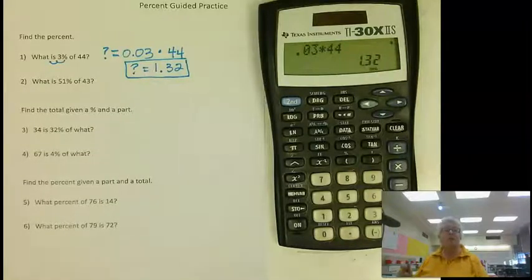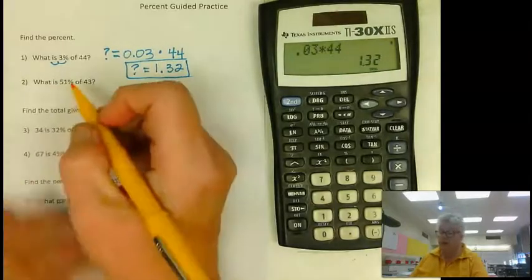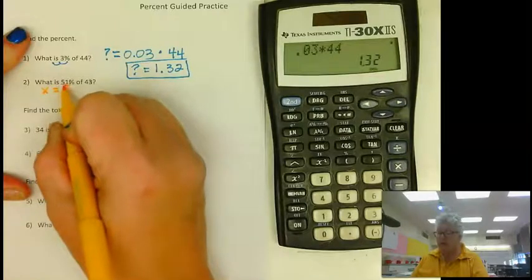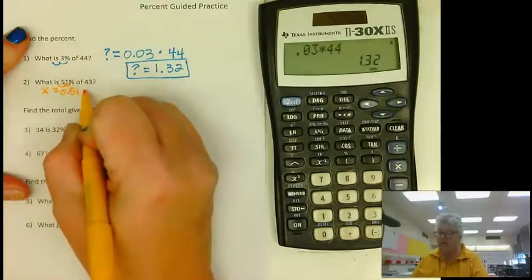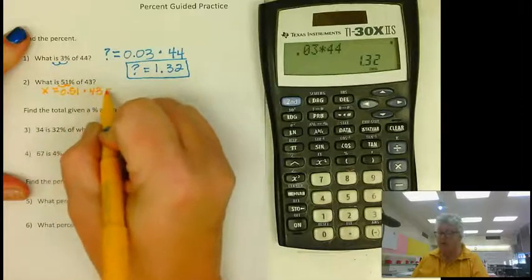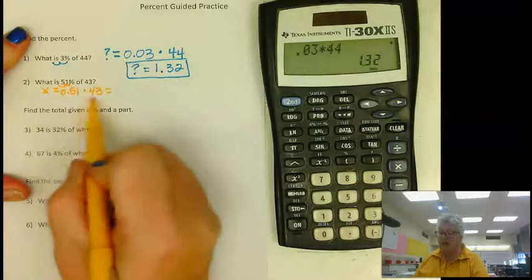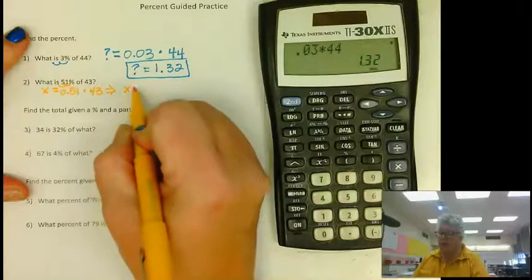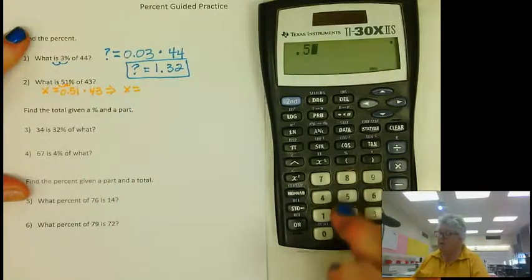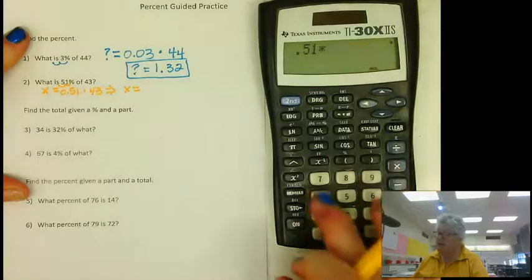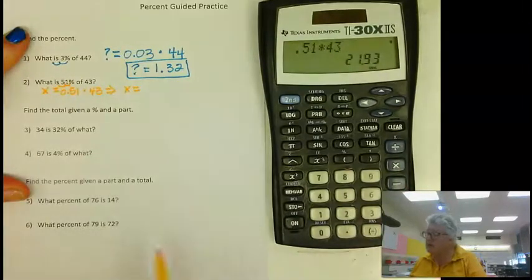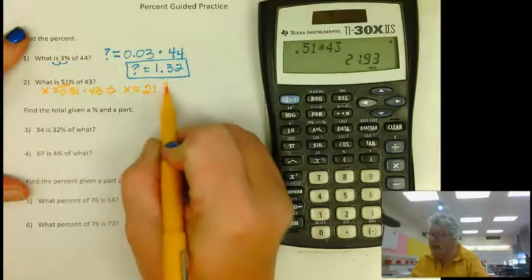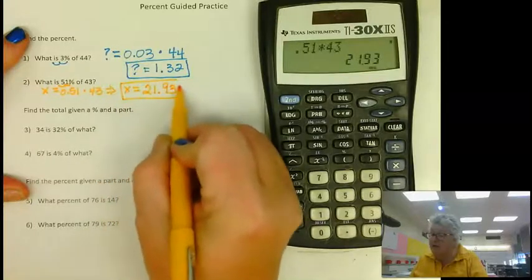All right, what is 51% of 43? So what is, I don't know, X is 51%, move it, of times 43. Okay, again, I can do this. So that means X equals 51% times 43. So it equals, oh, I get it, decimal. That might happen a lot here. 21 and 93/100ths. And that's our answer.